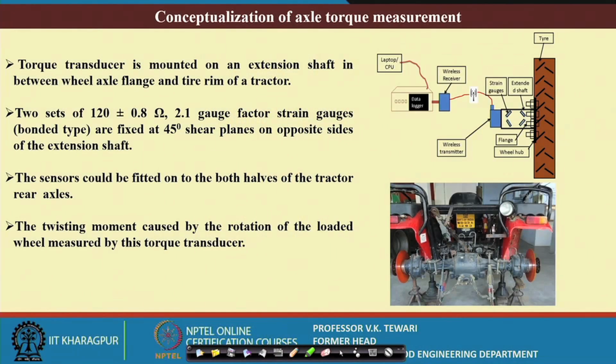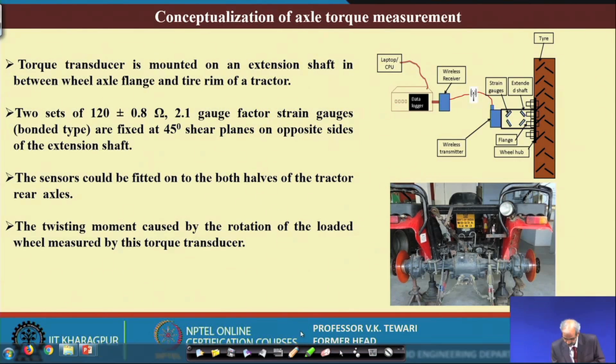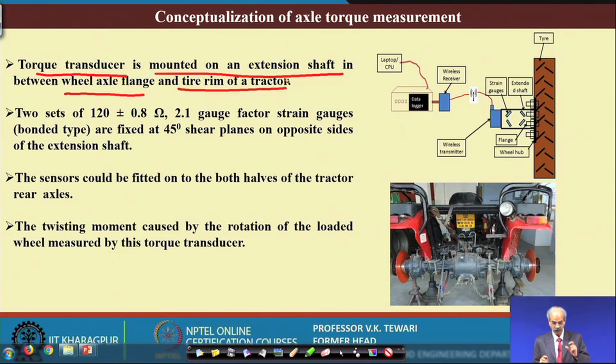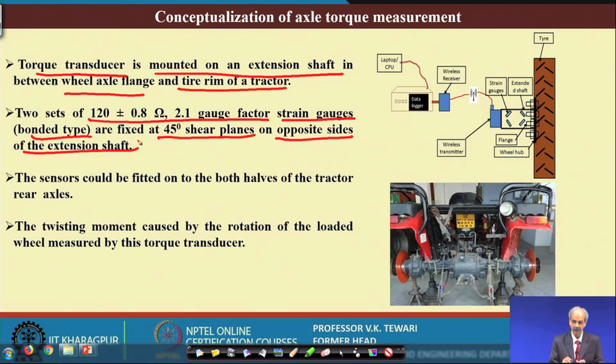So, what is the concept behind this? Let us have a look at this. The torque transducer is mounted on an extension shaft at the wheel flange and tire rim of a tractor. Now, where is it connected? Then what are these? Two sets of wire strain gauges, bonded type, have been used at a 45° shear plane on opposite sides of the extension shaft.